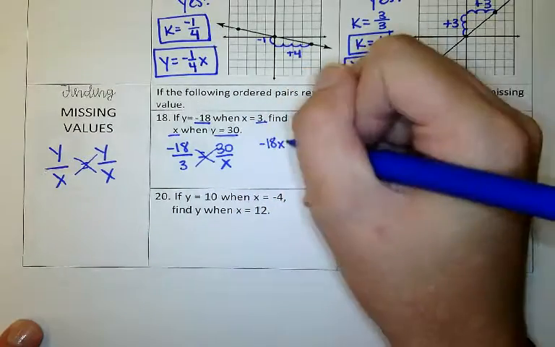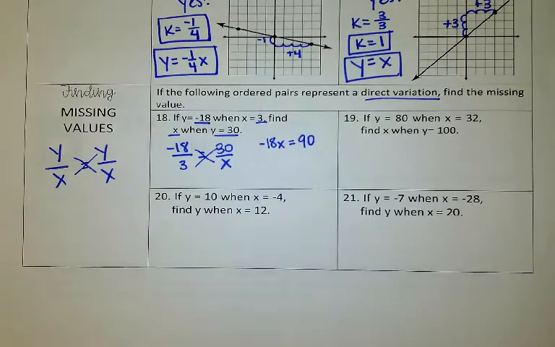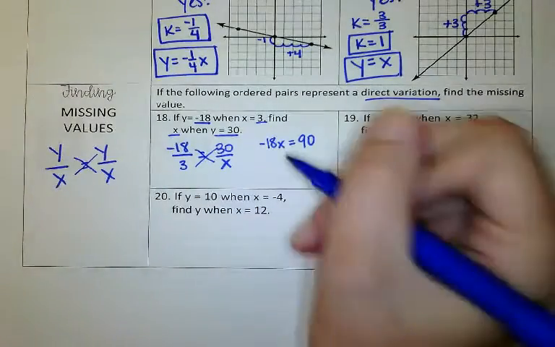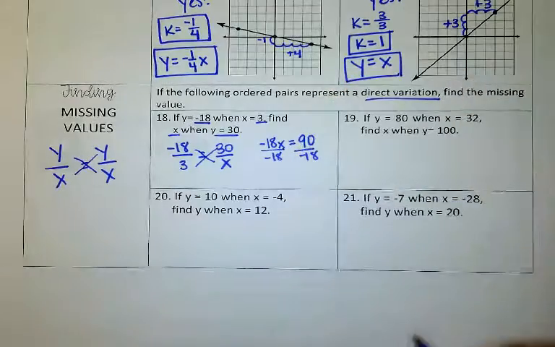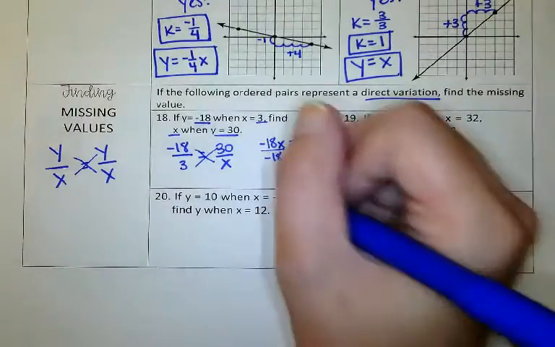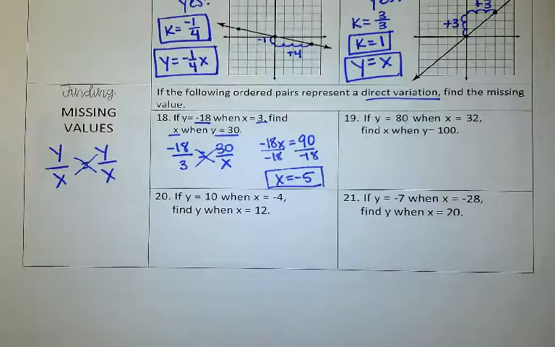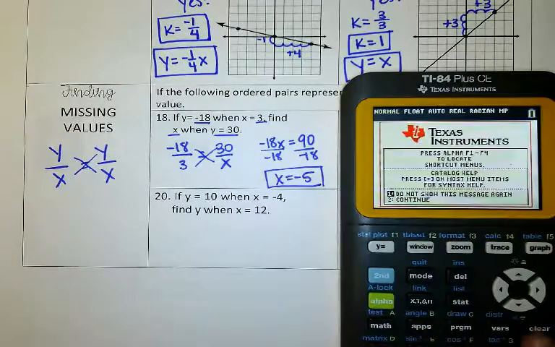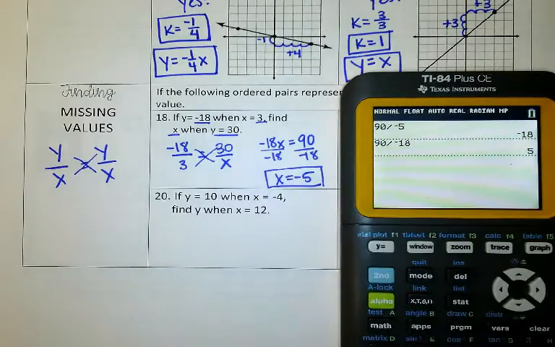So now what do I do to solve for my x? Divide by negative 18, right? So 90 divided by negative 18 is negative 5, so x equals negative 5. You can check me on that, please. Okay, whew. 90 divided by negative 18 is negative 5. Yay, we got it. Do you guys feel good about setting up the proportion there?